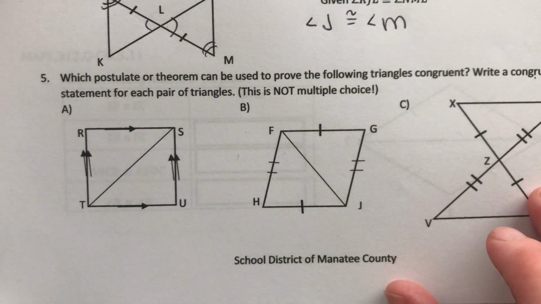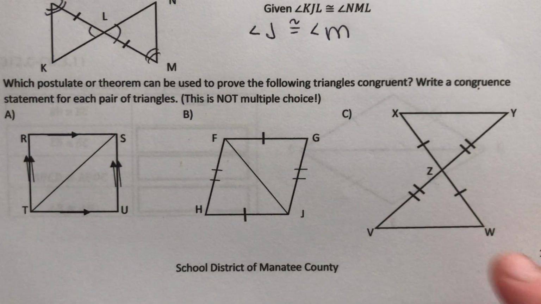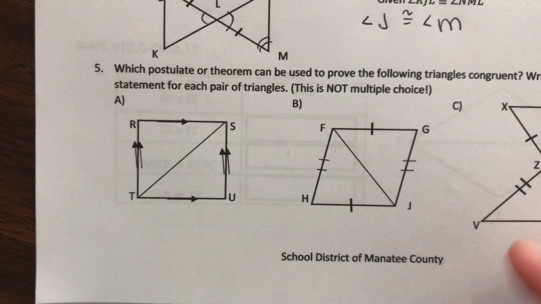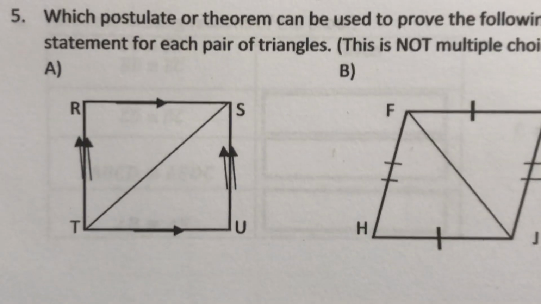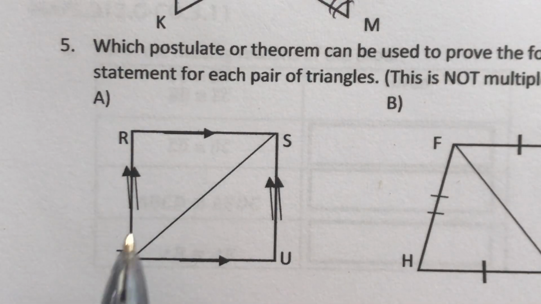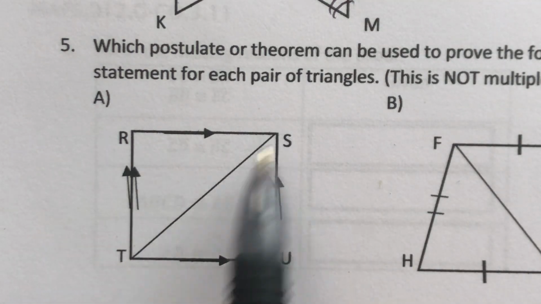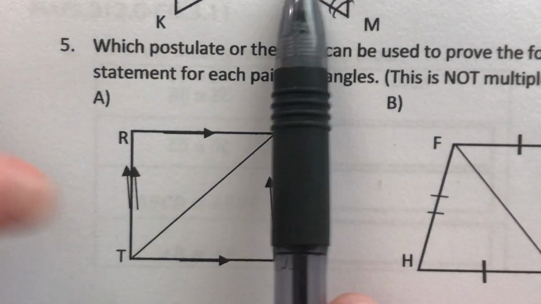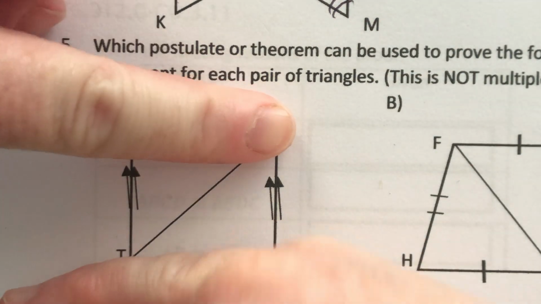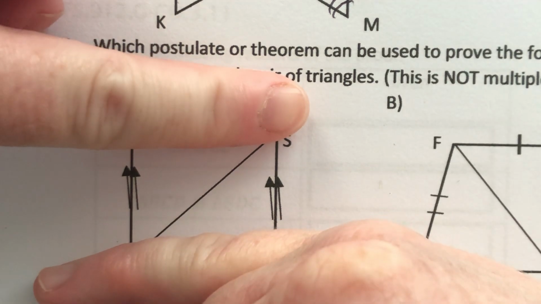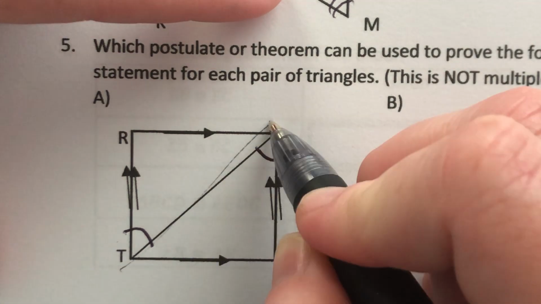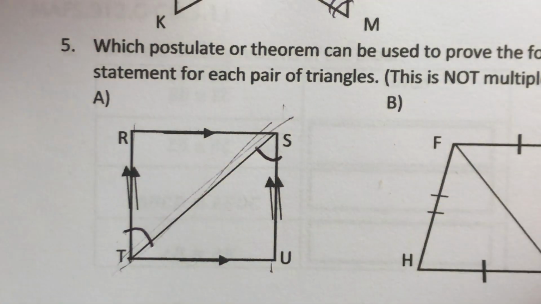Number 5, which postulate or theorem can be used to prove the following triangles congruent? Write a congruence statement for each pair of triangles. This is not multiple choice. All right, so what does it show us here? Let me zoom in a little bit. For part A, it shows us that these lines are parallel, these lines are parallel. So if these guys are parallel, cut by a transversal, ignore the top and the bottom for a second. Just look at these two with the transversal. That tells us that this angle and this angle, the measure from our transversal to this side and from our transversal to this side, are congruent. That's alternate interior angles, right?